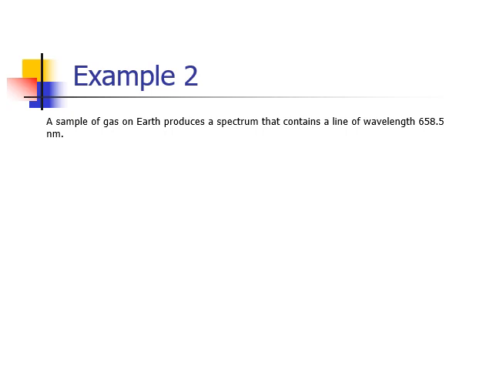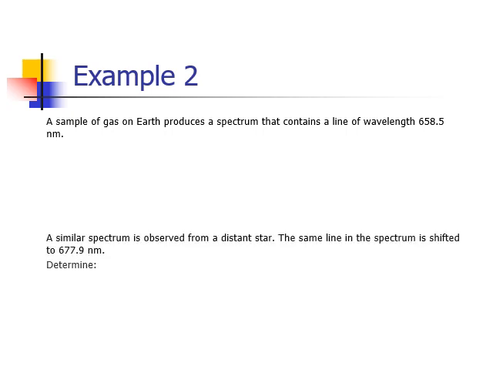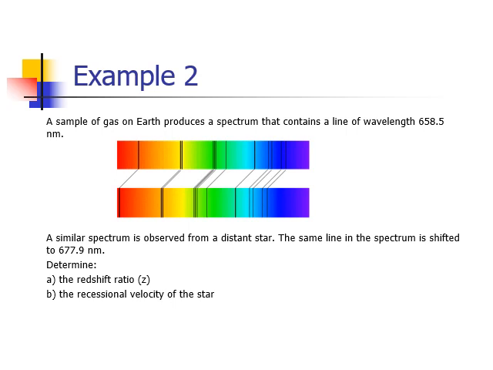Okay, let's look at a second example. We've got a sample of gas that produces a spectrum with a wavelength of 658.5 nanometers, and a similar spectrum is observed from a distant star that is shifted to 677.9 nanometers, and we've got to determine the redshift ratio and the recessional velocity. What we would see is a diagram a bit like that. Sometimes you may have to read off the values. There might be a graph with a scale that goes with these spectral lines, so you have to read off the value of a particular line and then work out the redshift from that.